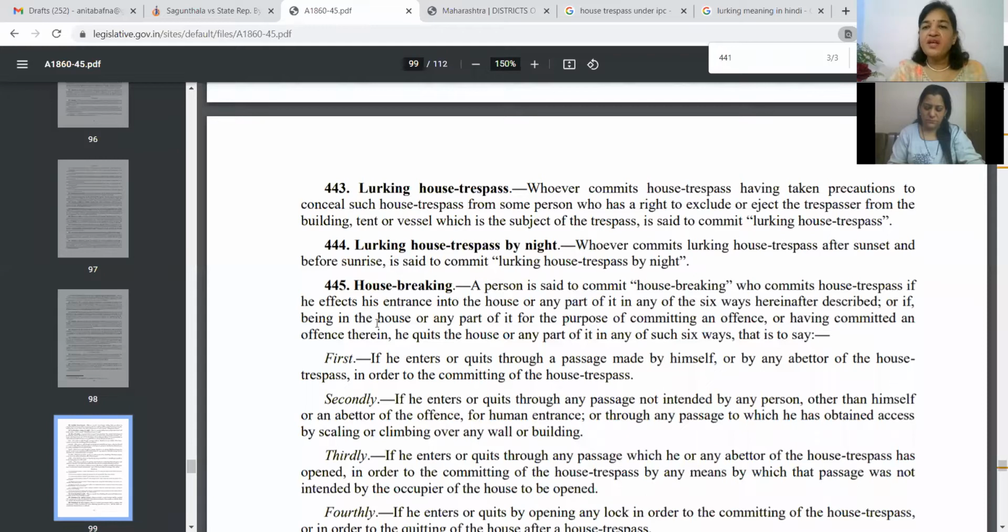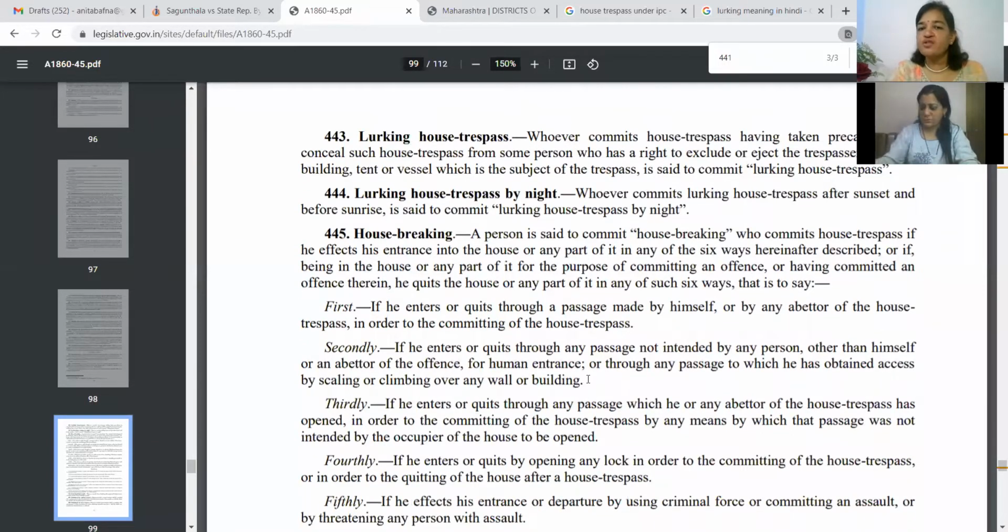And if, being in the house or any part of it for the purpose of committing an offense or having committed an offense therein, he quits the house or any part of it in any of such 6 ways. That is to say, now we will read this. First, if he enters or quits through a passage made by himself, कुछ वहां पर छेद किया, होल किया, or by any abater of the house trespass in order to committing of the house trespass.